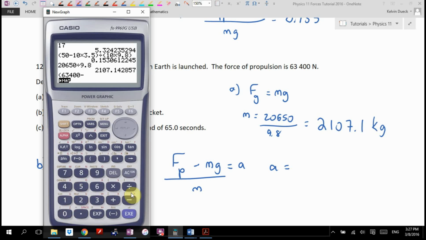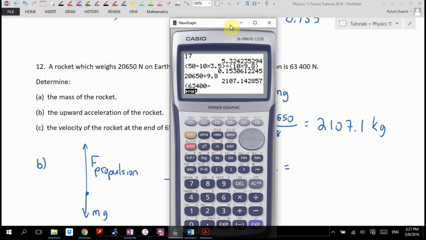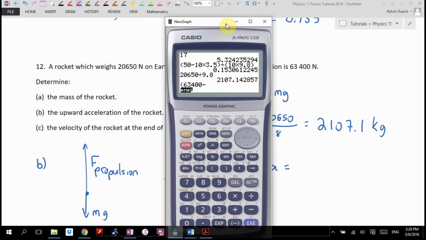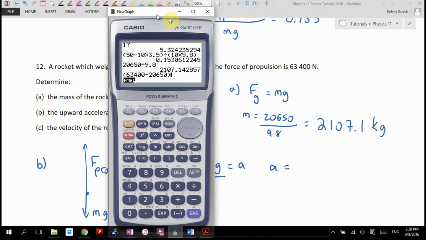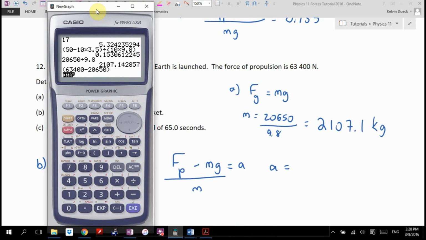63,400 minus mg. Now, mg, I could go this mass times 9.8, or if I'm really clever, I can notice that mg is 20,650. That's what weight means. I'm going to do that: 63,400 minus 20,650 divided by the mass. I could type that. I'm going to divide by my answer button because I noticed that my last answer was that there.